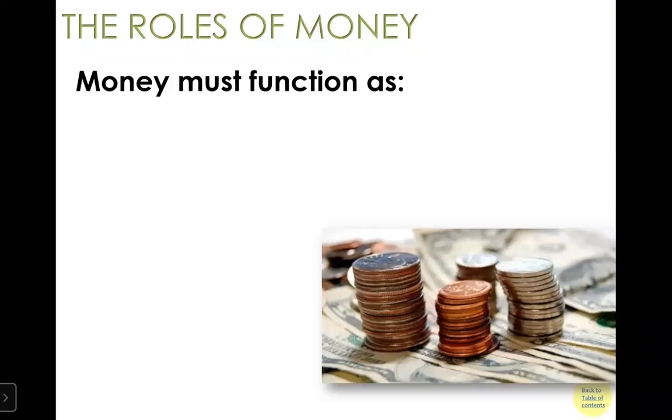Okay. So money must function as the following three things. Number one, it must be a medium of exchange. This is used to help us trade for goods and services.